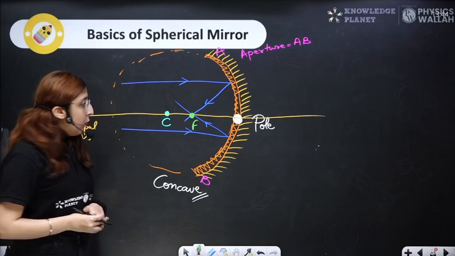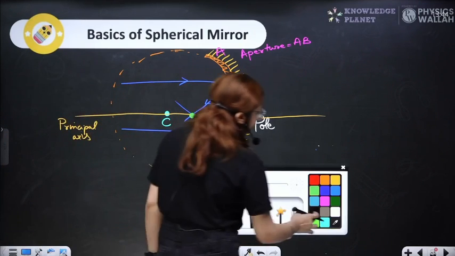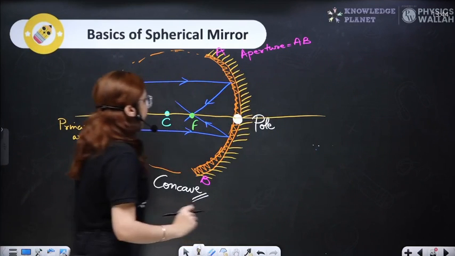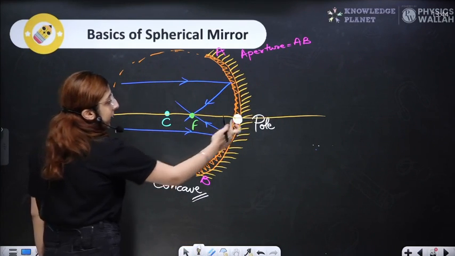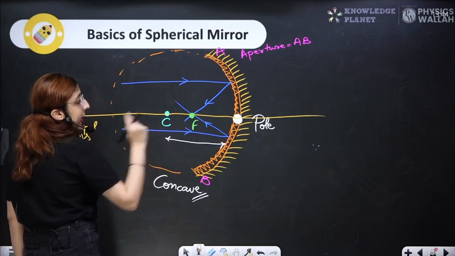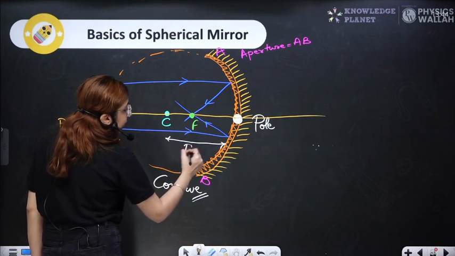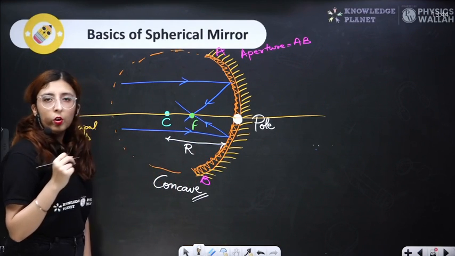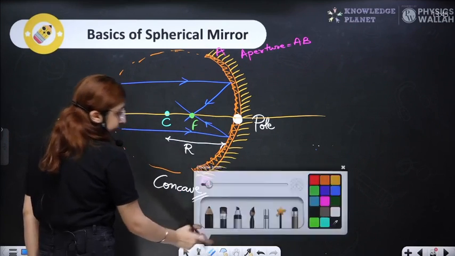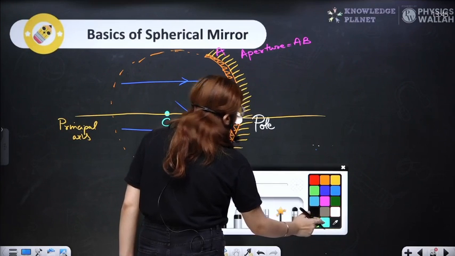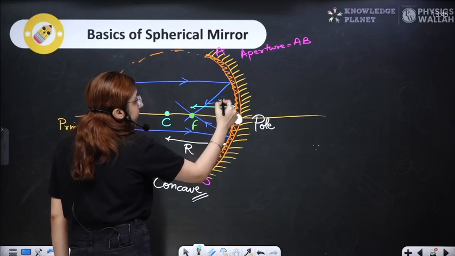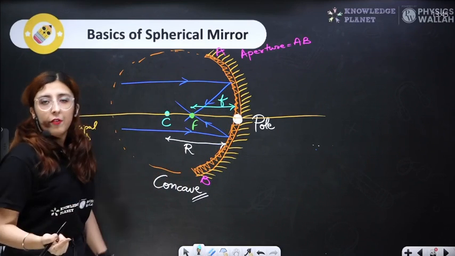Yeah, now let's move ahead. Now let's have a look at the distances. The last things are remaining. Let's quickly talk about them. So everyone, have a look. The distance between the pole and the center of curvature, you are going to call it the radius of curvature. And the distance between pole and the focus, mark my words, you are going to call it the focal length, small f.